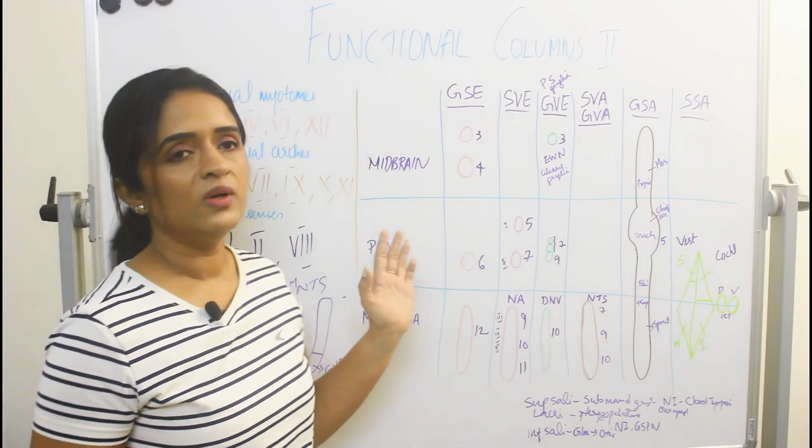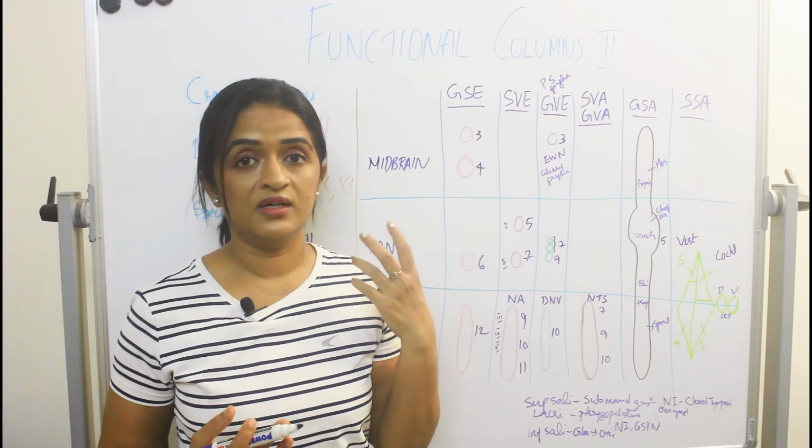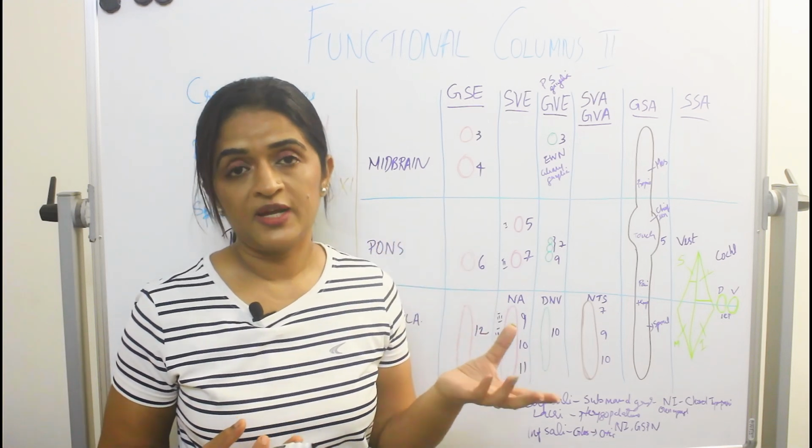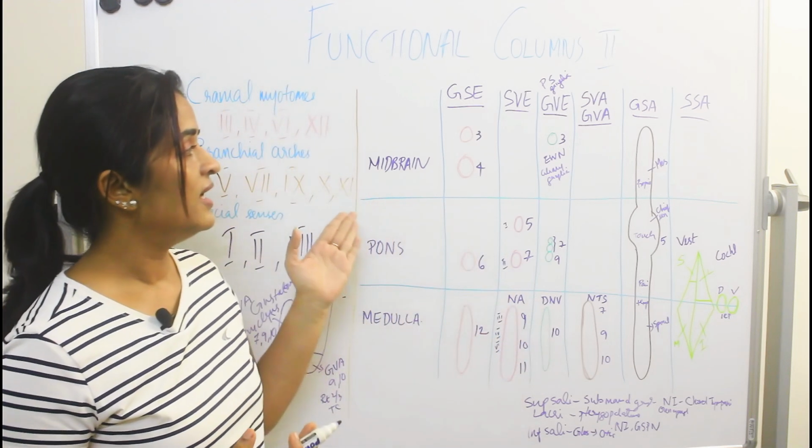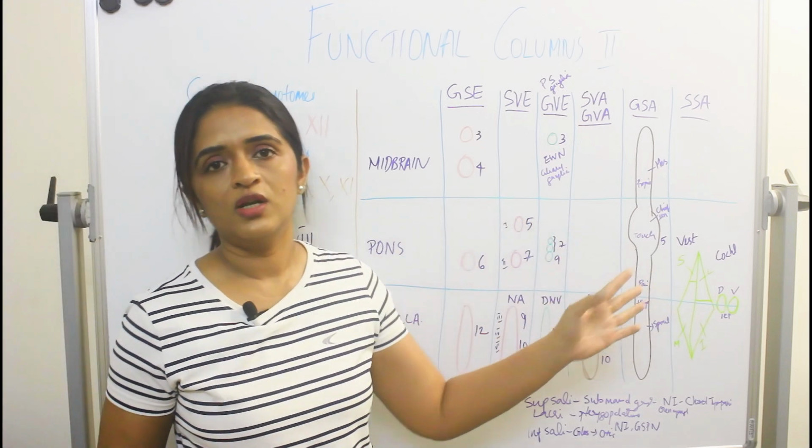So if you know the cranial nerves and the region supplied by these cranial nerves, then arranging them according to the functional column is very easy.